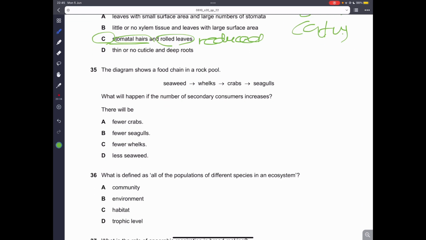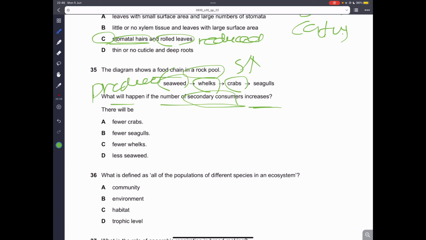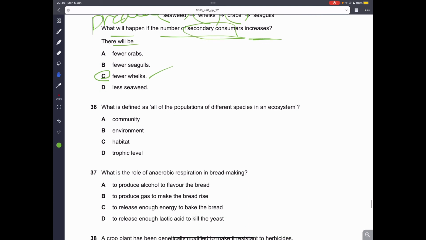Question 35. The diagram shows a food chain in a rock pool. What will happen if the number of secondary consumers increases? Remember, the primary consumer is the whelks, and the crabs are the secondary consumer. You might be wondering why seaweed is not the primary consumer. Because it has nothing to consume, it is the start of the food chain, which means it is a producer. So if the number of crabs, the secondary consumer, increases, the number of whelks will be lower. There will be fewer whelks, and therefore C is the correct answer.